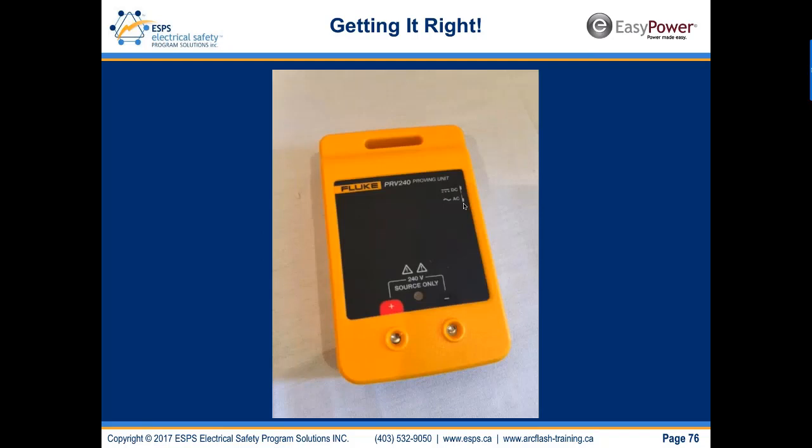This is a proving unit from Fluke. So test before touch. You need to find a defined source to test your test instrument. Fluke now has this independent source for AC or DC available. You don't have to use a receptacle anymore. You take this source with you and you can test your test instrument and get a positive 240 volts AC or DC with the Fluke PRV 240.